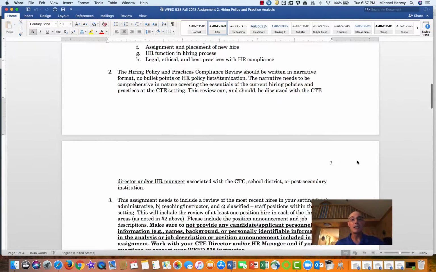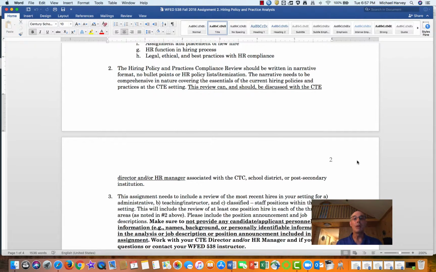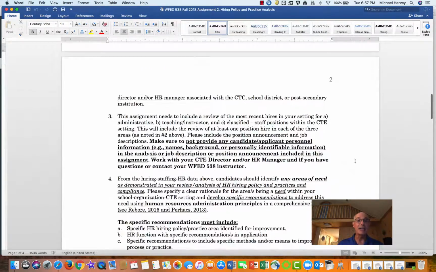What I'm interested in is that as you review the hiring policies and practices and the compliance issues, this is written in a narrative format. This is not written as bullet points. This is not listed as an HR policy itemization or listing. This is a comprehensive narrative of the issues that are occurring within your CTE setting. This should be discussed with your CTE director and/or your HR manager associated with these activities.